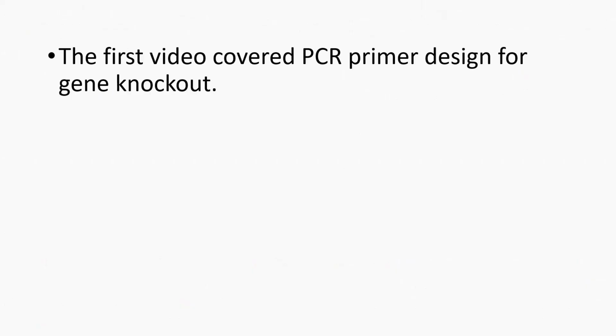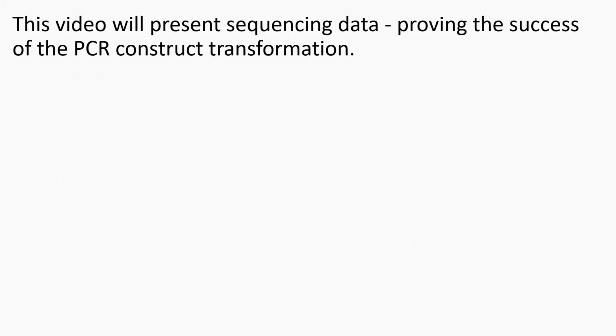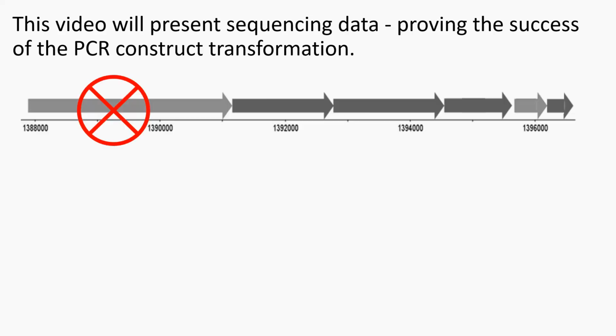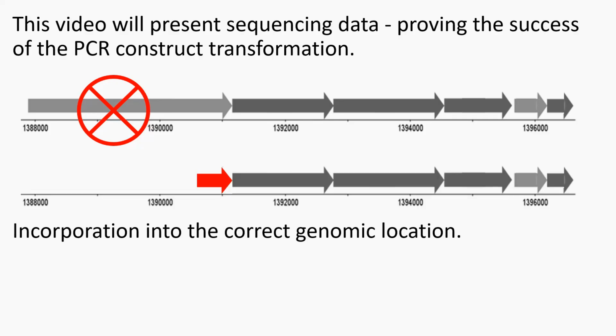The first video covered PCR primer design for the gene knockout. In the second video, the PCR construct was confirmed and the transformation process explained. In this video, I will present new sequencing data, proving the PCR construct was successfully transformed. The data will show the before and after sequencing results, highlighting the gene knockout, as well as transformation of the construct into the correct genomic location.